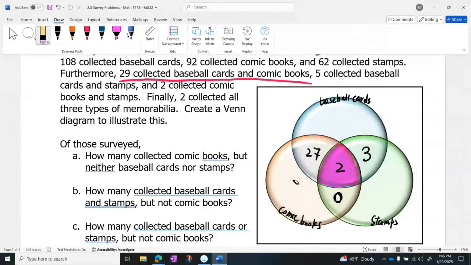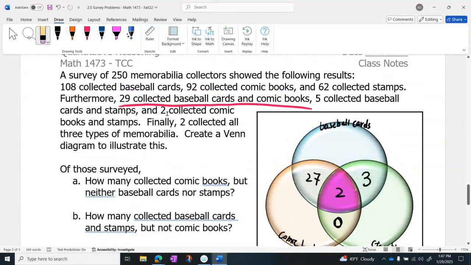Those 27 people collected baseball cards and comic books, but not stamps. They only collect exactly 2 things. The 2 things are baseball cards and comic books. Very good. We're making good progress, right? Yeah, we start from the center and then we go outside. We have more to go.